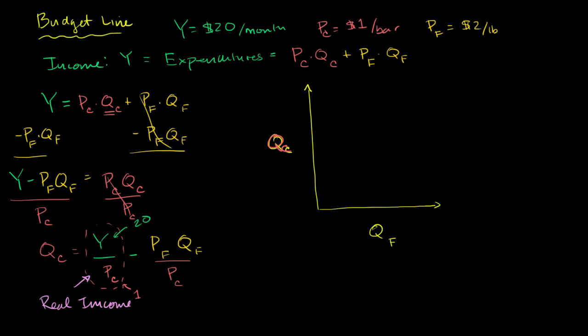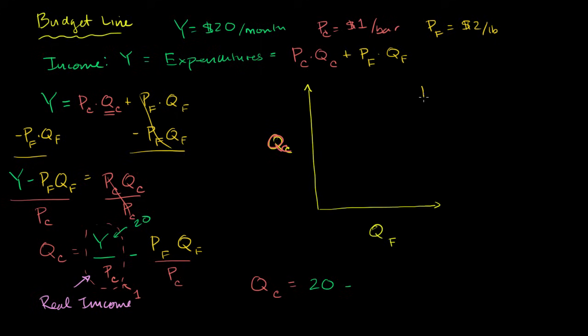But anyway, let me write it over here. My quantity of chocolate is going to be equal to this term right over here, which is 20. If you wanted to do the units, it would be 20 bars per month, and you could do a little bit of dimensional analysis to come up with that. You could treat the units just like numbers and see how they cancel out. 20 bars per month, and then minus the price of fruit divided by the price of chocolate. The price of fruit is $2, and I actually want to look at the units because that's interesting.